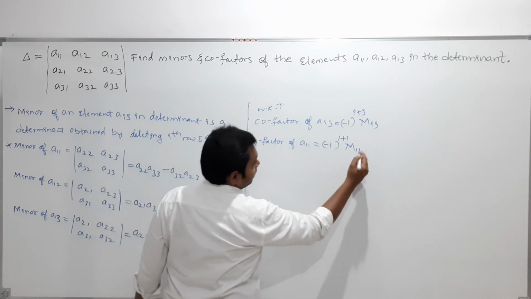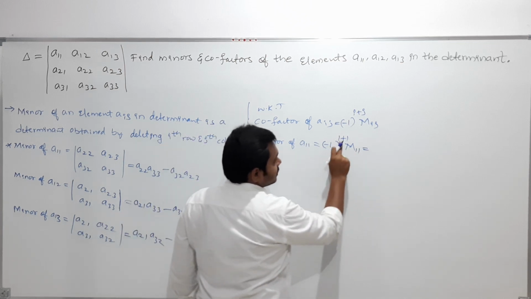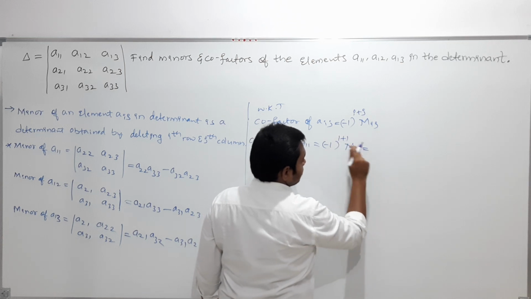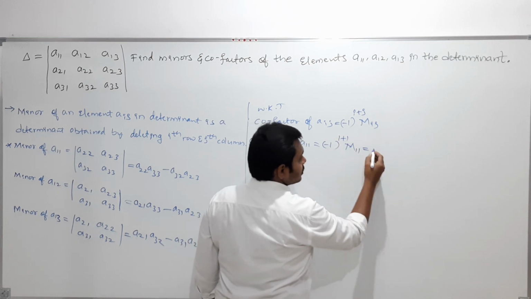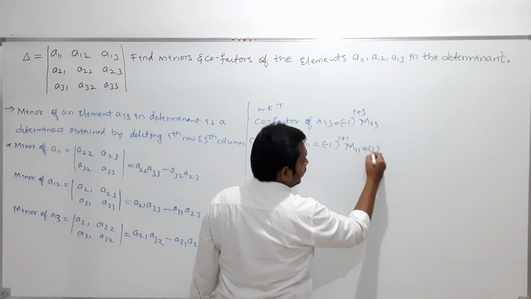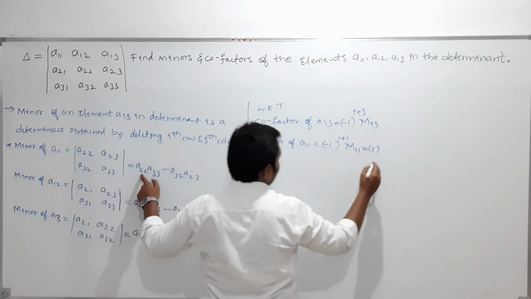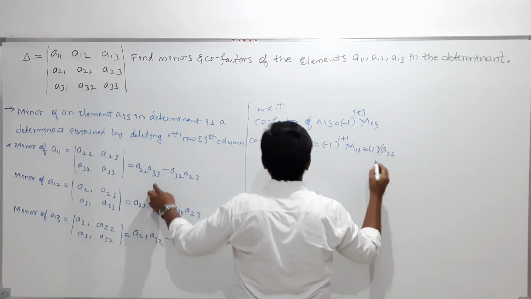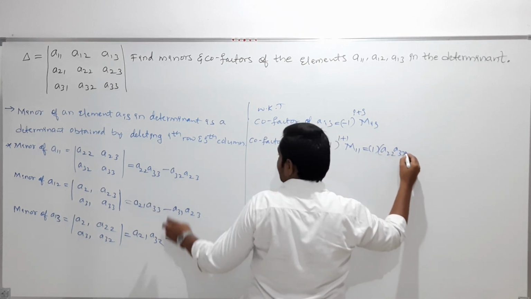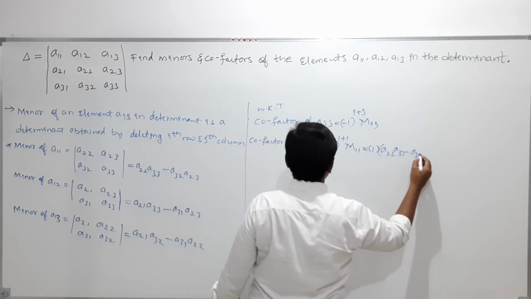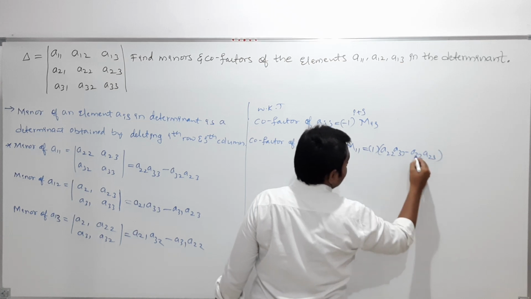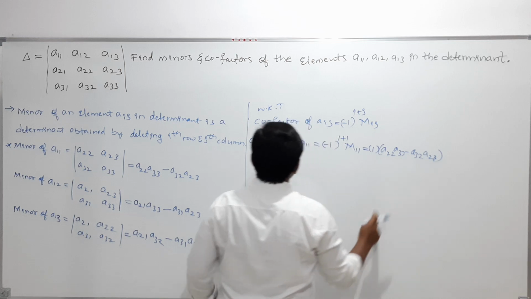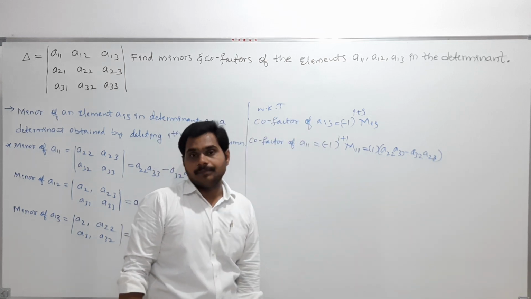So this is equal to minus 1 whole to the power 1 plus 1, which means minus 1 whole to the power 2. So minus 1 whole squared is plus 1 into M11. What is M11? M11 is nothing but A22 A33 minus A32 A23. Like this you should write. This is the cofactor of A11.